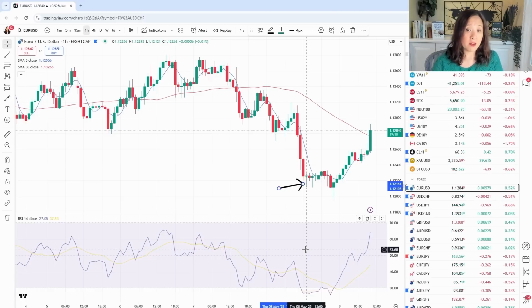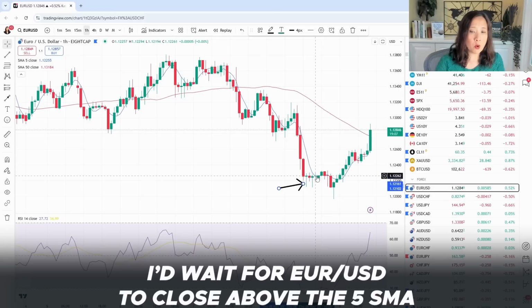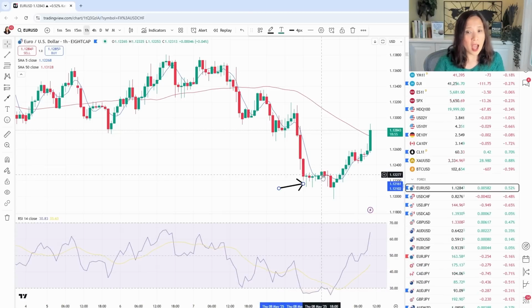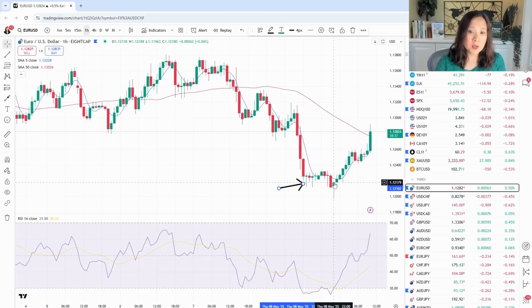So you could just buy right here, which could be an effective way to do this, or you can wait. And the best way to wait is I would wait for Eurodollar to close back above the 5 SMA. So this would be the point where I would go long. And this is a 1-hour chart, so I would say probably about a 20-point stop, and then 20 to 40 points as your target. So you can see here, this one you would go long at 112.30. So this one actually doesn't work out. It gets stopped out. But that's okay, because not all trades are winners.